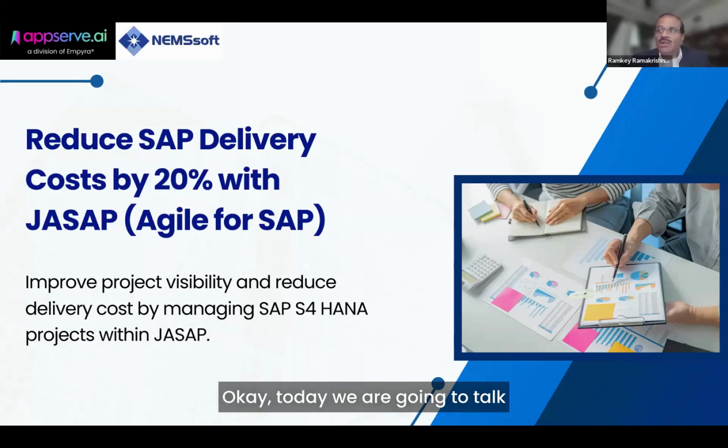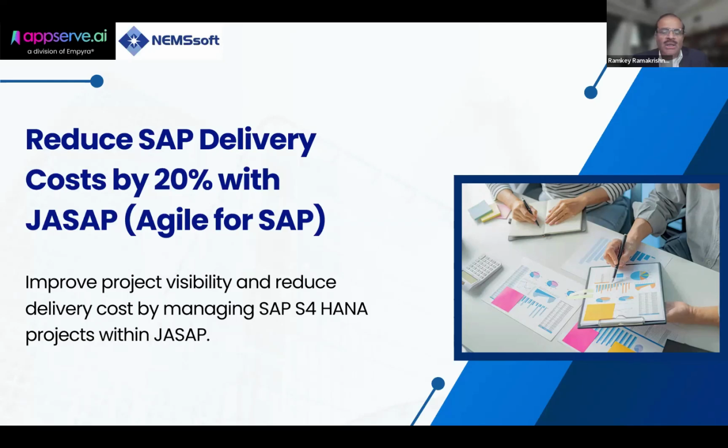Today we are going to talk about a tool called JASAP, which is an agile tool for SAP projects, especially made for SAP projects, because we don't have any product in the market which is SAP specific. Of course, we have SAP products. From the third party, we don't have any other product which can help you to run the project in an agile way.